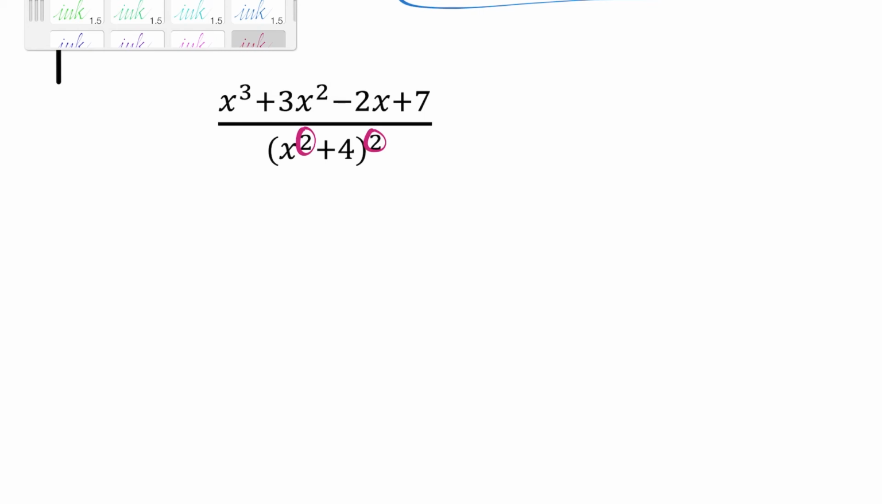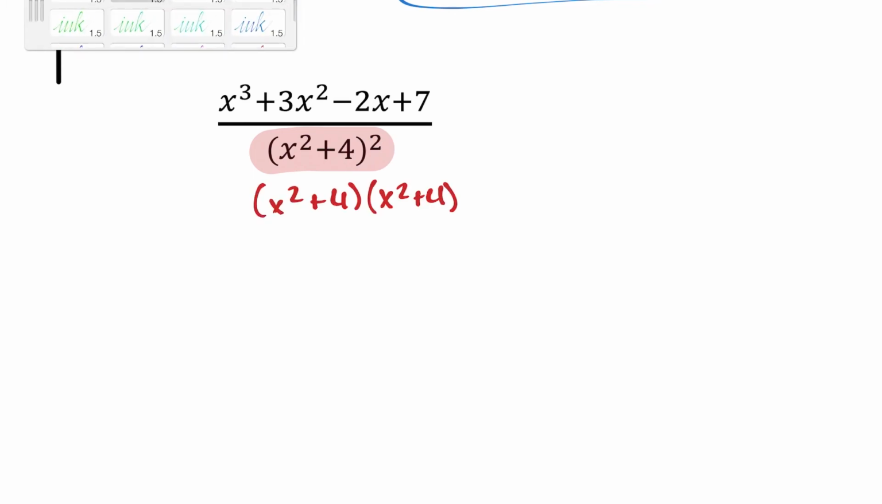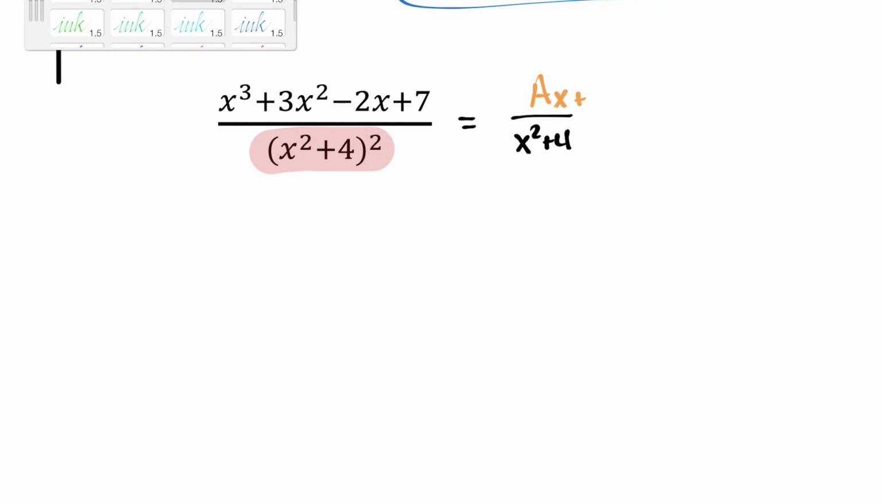I don't have to factor, because this is already factored for me. I can't factor x squared plus 4. If it was a minus, maybe I could, but I can't because it's a plus. And so this squared means that I'm just writing it twice. And we're going to treat this the same way that we did the x squared in the previous question. Because I have an x squared in the denominator, that means I'm going to have an ax plus another variable I'm going to label b.